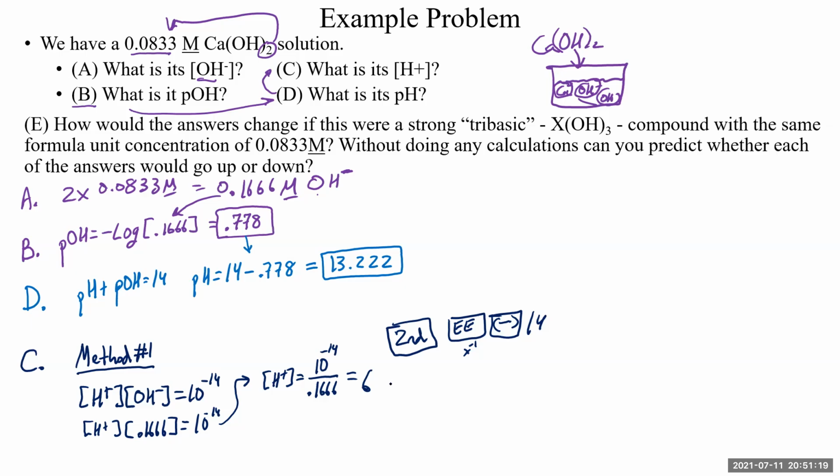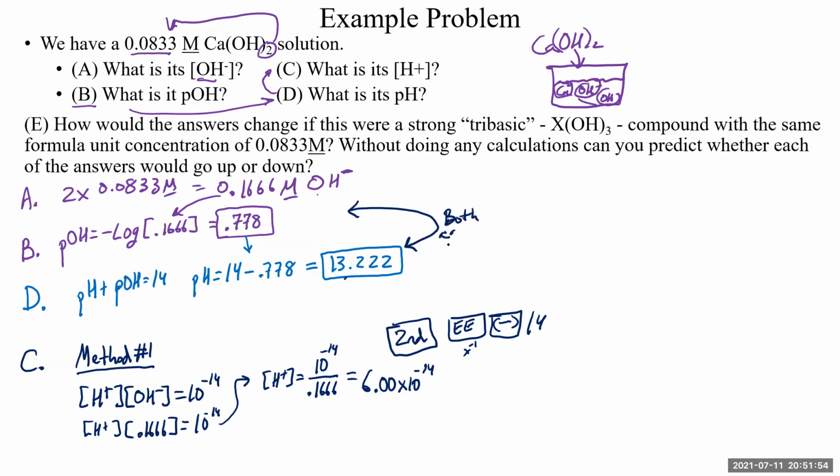By the way, just to show you, this is 6.00 times 10 to the -14. Wow, that's really close to 1 times 10 to the -14. Really? Huh. This is a very, very basic solution, pH of 13, or pOH of under 1. This is a very basic solution. Both of these agree, by the way.